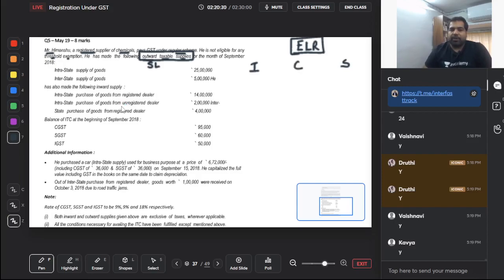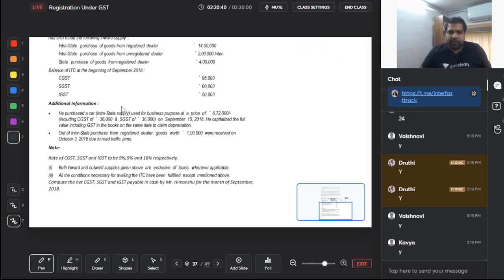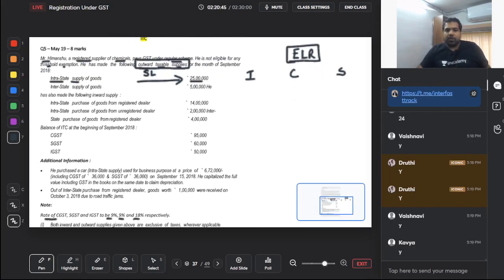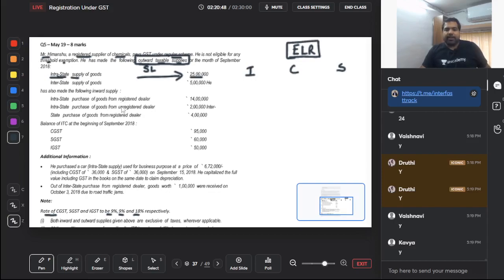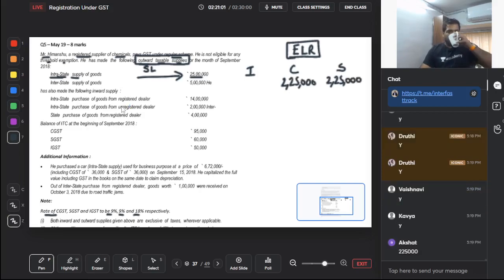Guys, first one, what are you supplying? This is your supplies. First one, intrastate supply of 25 lakhs. Please, guys, let's see the GST rate. The GST rate is given here. The rate of GST is 9, 9 and 18%. So on intrastate supply, 25 lakh multiplied by what percent? 9%. So that is 2 lakh 25 CGST and 2 lakh 25 SGST. That is one supply. Supply leads to liability, so I'm making the liability register.